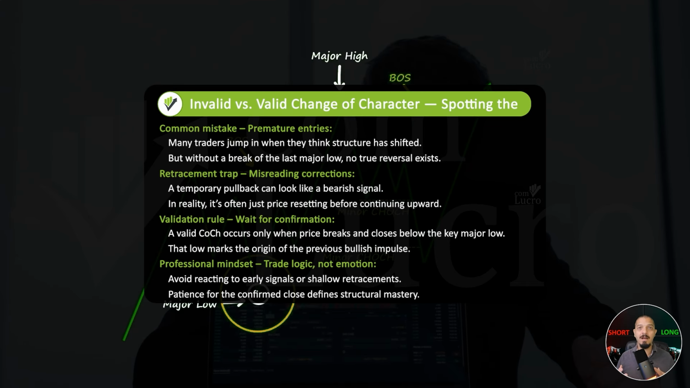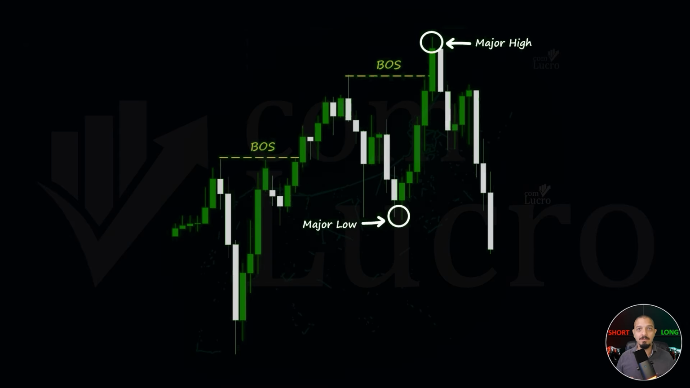To identify a valid market structure shift, a trader must wait patiently for price to create a major change of character by breaking and closing below the last major low, the one that initiated the previous bullish impulse leading to the break of structure. Furthermore, it's essential to always remember this rule.